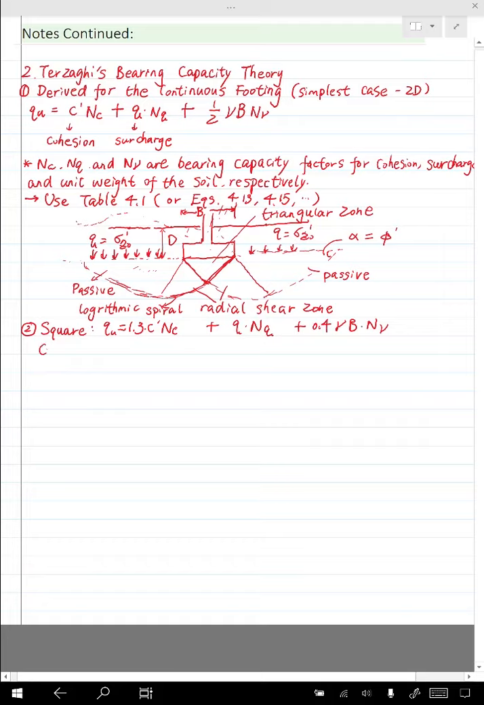For circular, it's also 1.3 times C prime times NC. And the Q term is the same, Q times NQ, plus, now for the last term, we change 0.4 to 0.3 times gamma. So that's gamma B and N gamma.